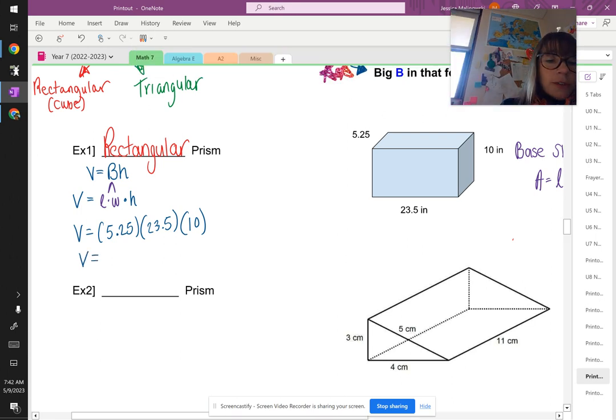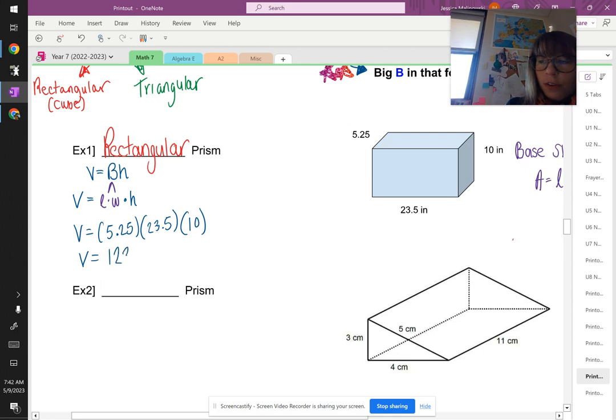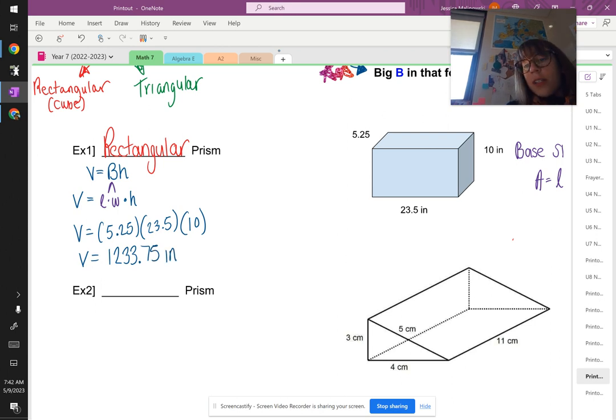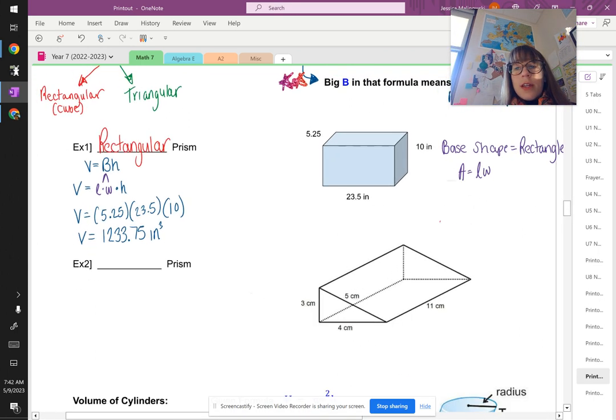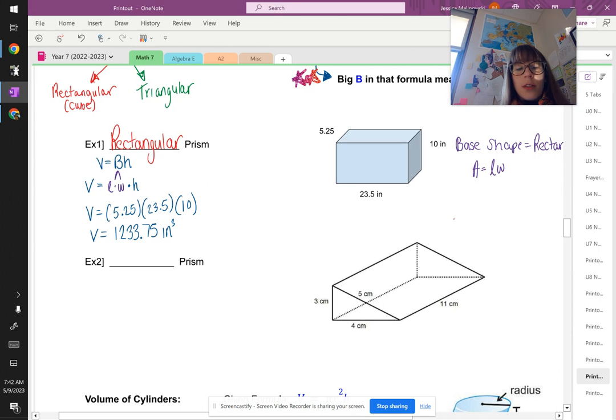So hopefully that gave you some time to plug and chug, giving you a volume of 1,233 and 75 hundredths inches cubed, because it's volume. Again, there were no directions on what to round to, so if the directions don't say anything, just don't round, just leave it. And that is example number 1. We'll take a look at number 2 next.